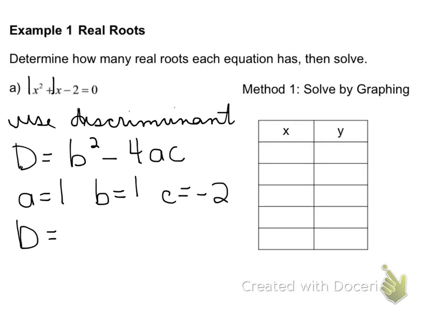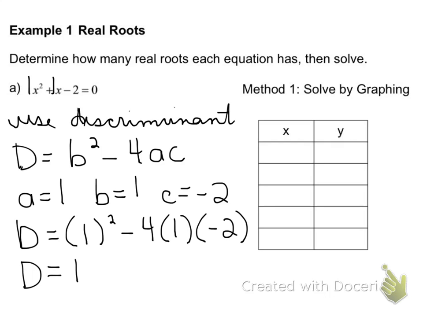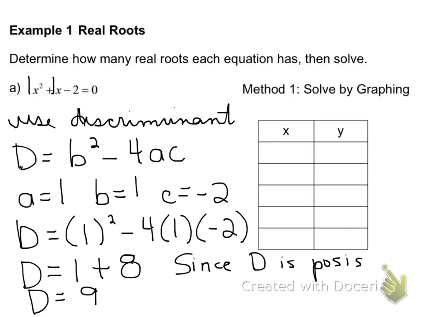You're going to substitute those values using brackets. So we have 1 squared minus 4 bracket 1, and my c, which is negative 2. I have to follow BEDMAS at all times. 1 times 1 is 1. Negative 4 times 1 is negative 4. And negative 4 times negative 2 is positive 8. So that means that the discriminant is equal to 9. Since D, the discriminant, is positive, the equation has two real roots.